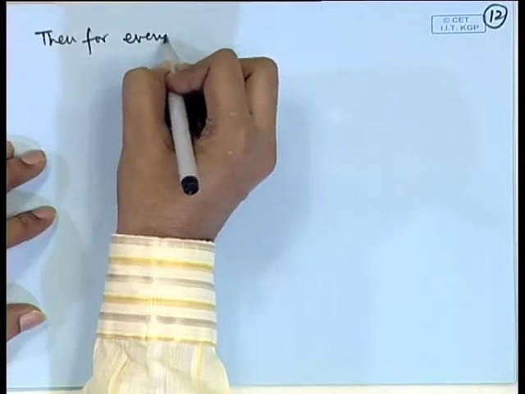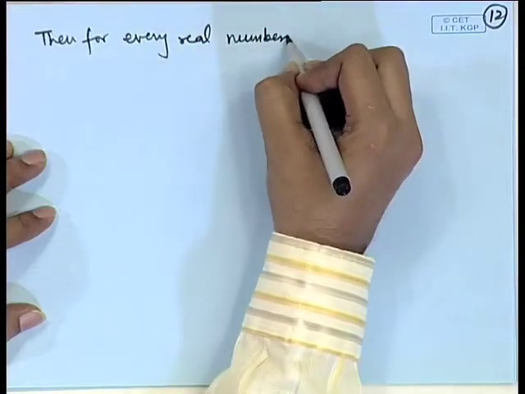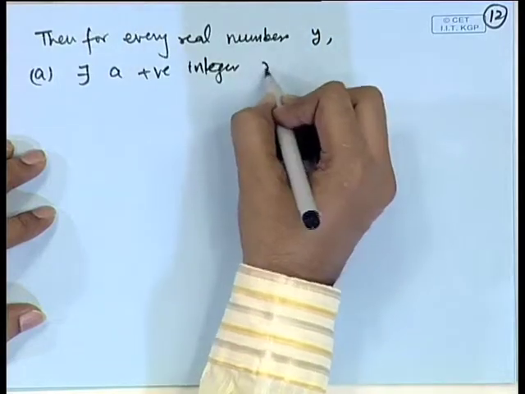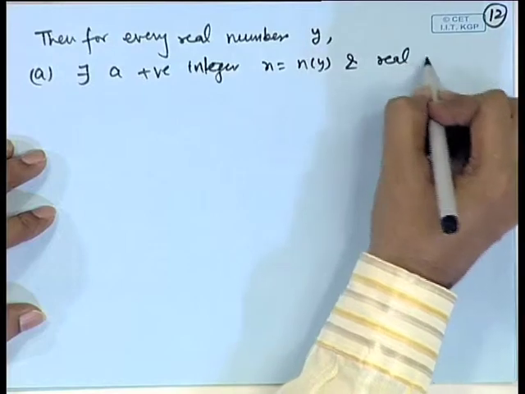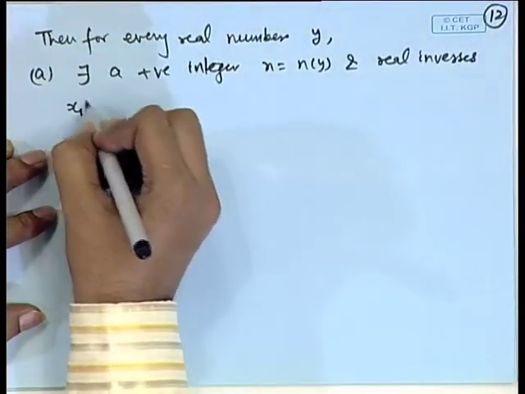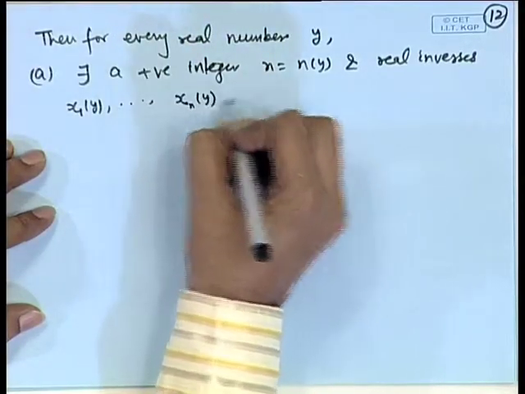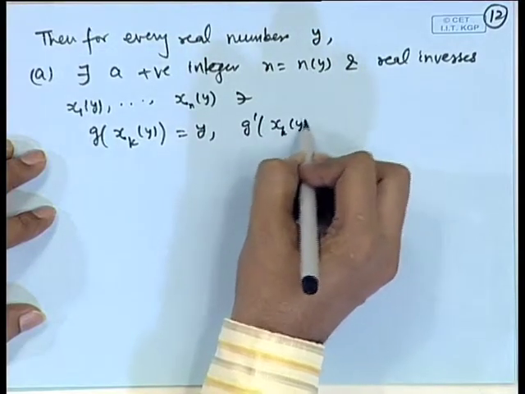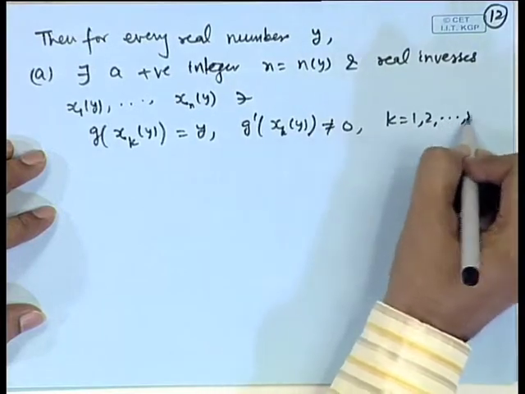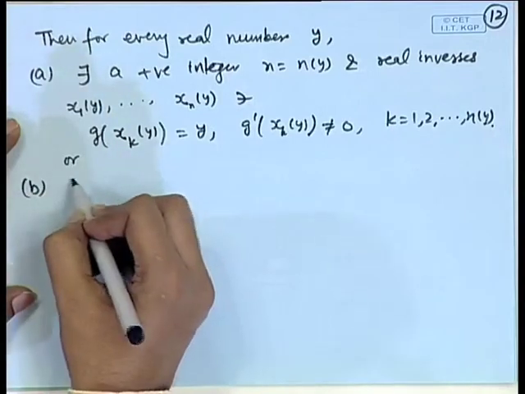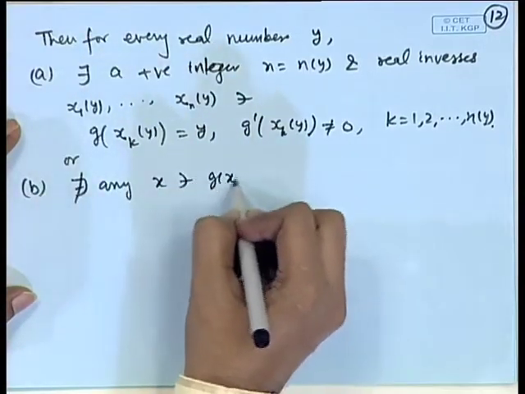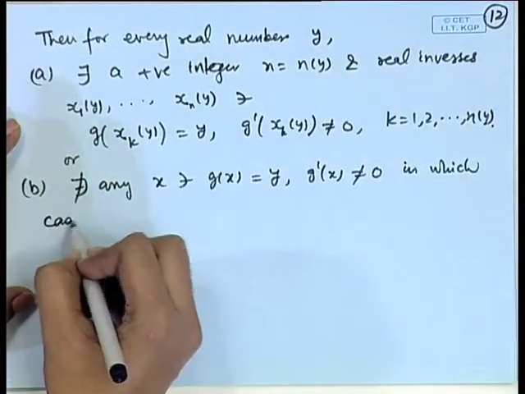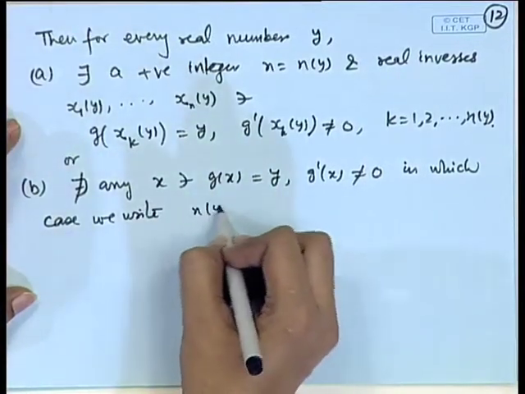Then for every real number y, there exists a positive integer n is equal to, say, n y, and real inverses, say x 1 y, x 2 y, up to x n y, such that g of x k y is equal to y and g prime of x k y is not 0 for k equal to 1, 2, up to n y, or there does not exist any x such that g x is equal to y and g prime x is not 0, in which case we write n y is equal to 0.